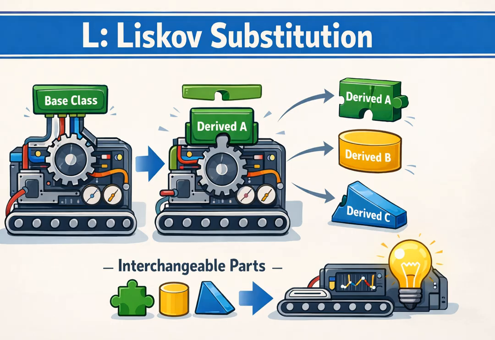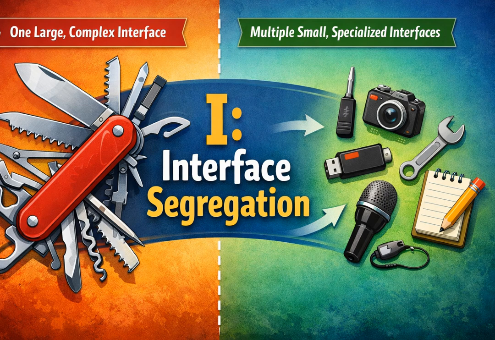Fourth is the Interface Segregation Principle, or ISP. This principle advises that clients should not be forced to depend on interfaces they do not use. In other words, rather than one large, general-purpose interface, it's better to have many small, client-specific interfaces.